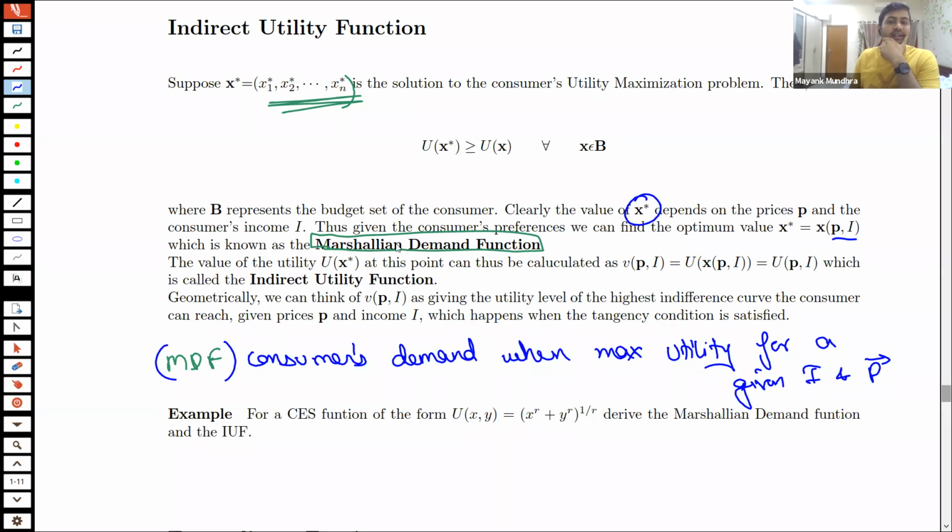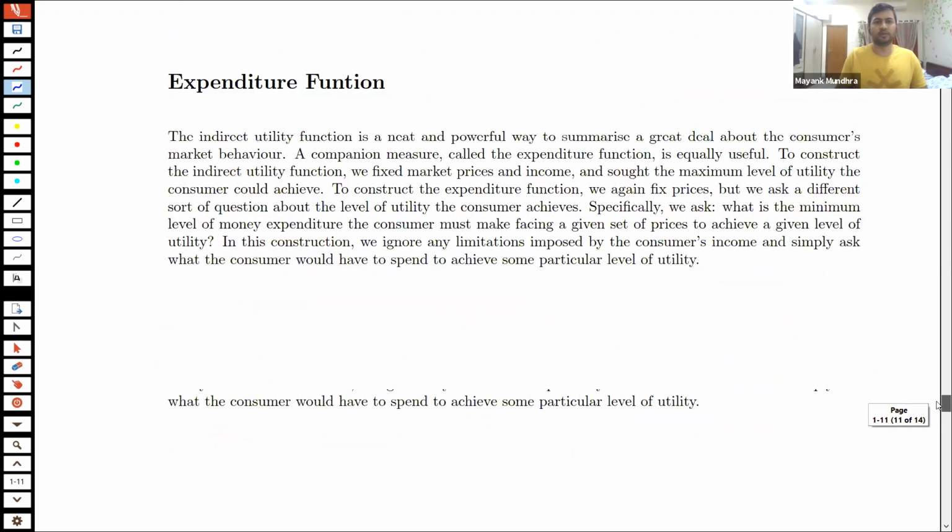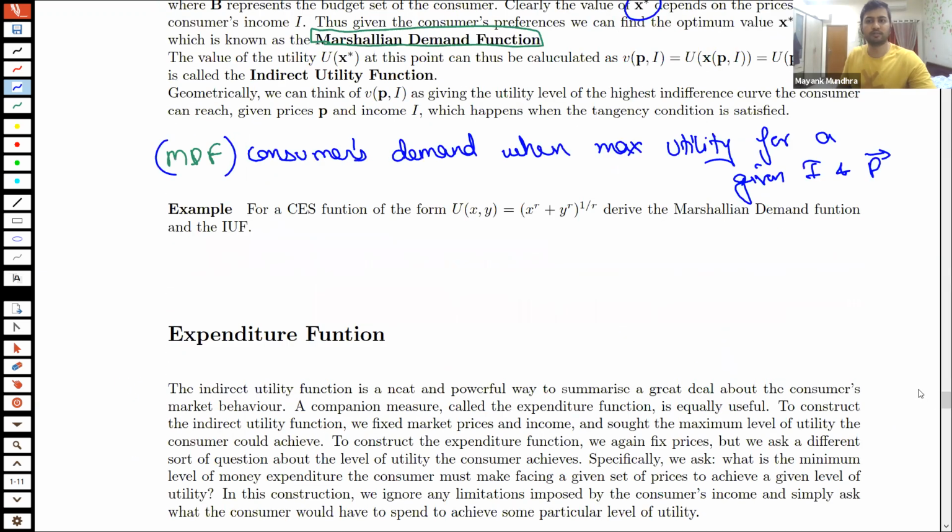And the indirect utility function is given the name V. So the indirect utility function, IDF, is called V of I comma P vector. So this is the nomenclature. The indirect utility function is represented by the alphabet V. Okay, so that's about the indirect utility function. Now let us look at some problems.